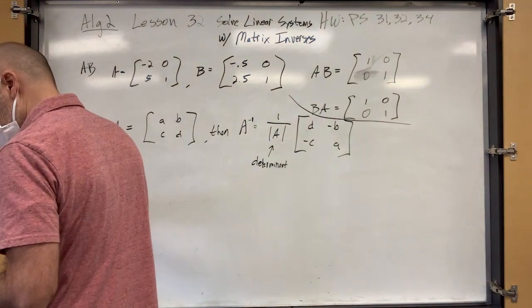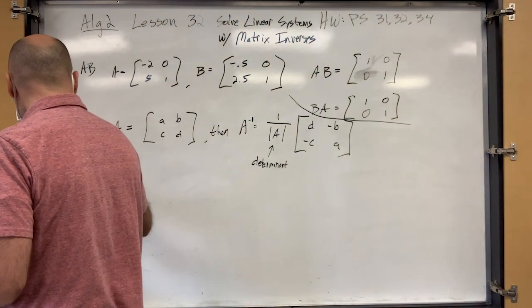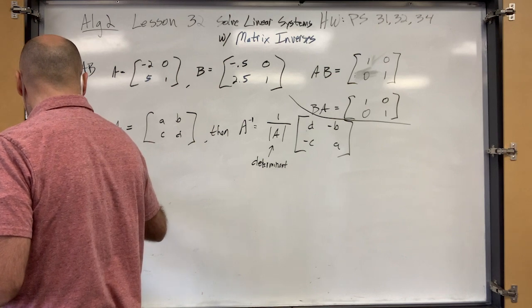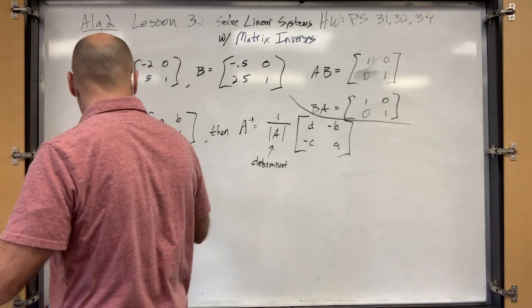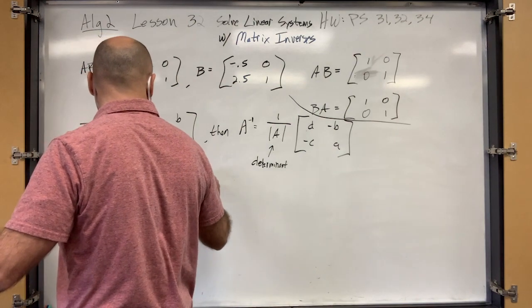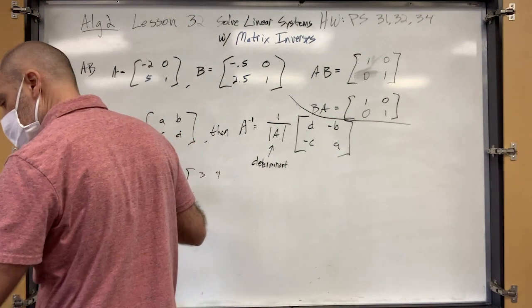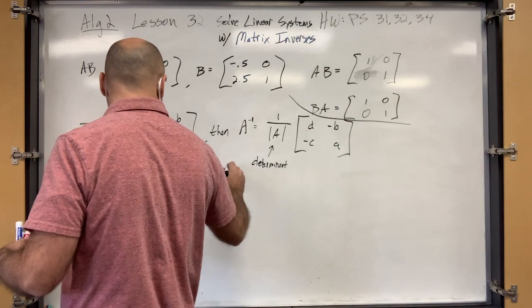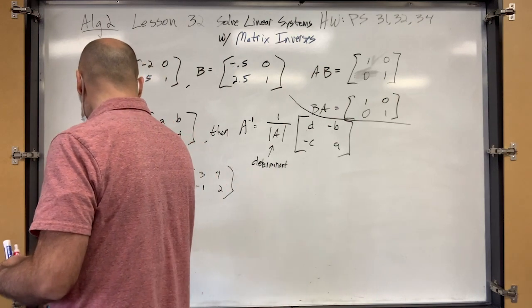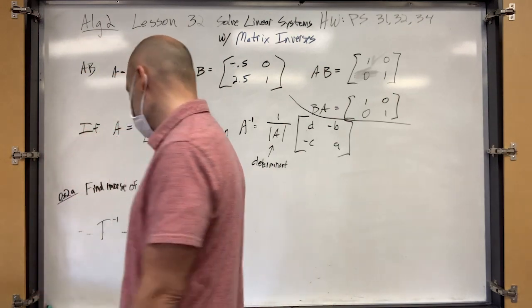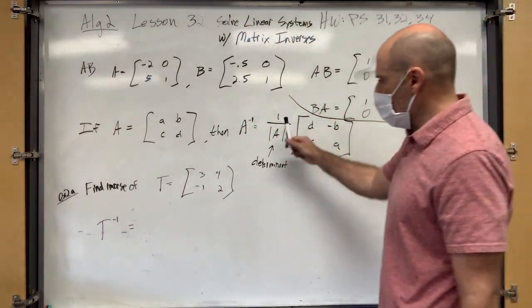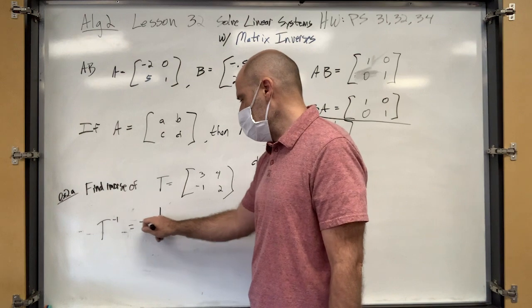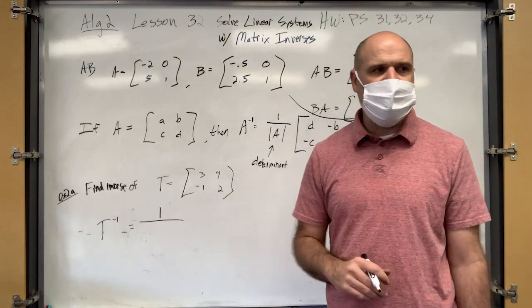This is example 2A. Find the inverse of T, which is 3, 4, -1, and 2. So what does T to the -1 look like? Let's plug it into the formula. What's 1 over, okay, how do you find the determinant of T?